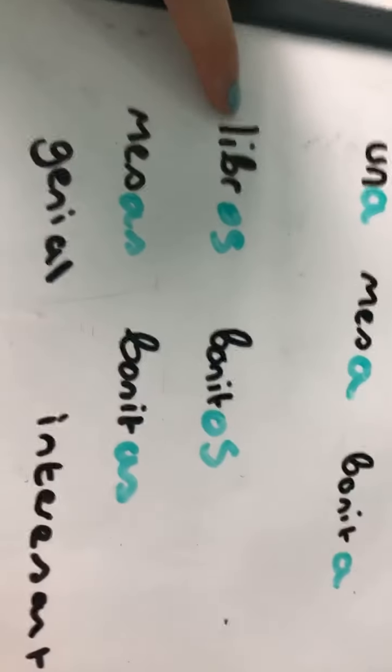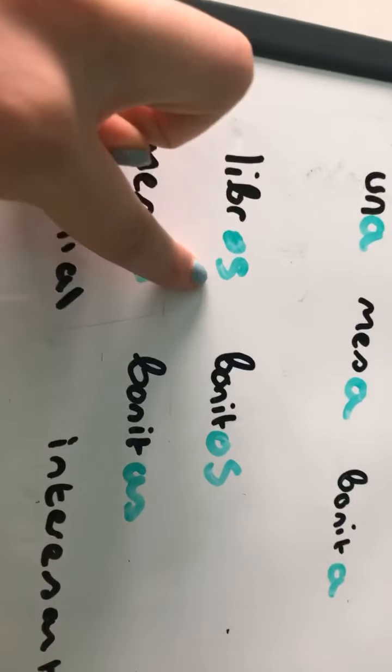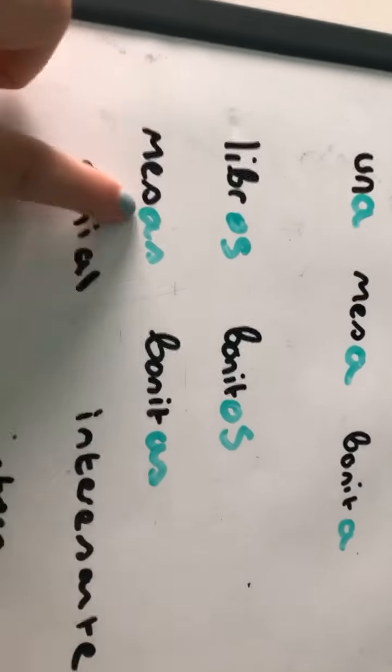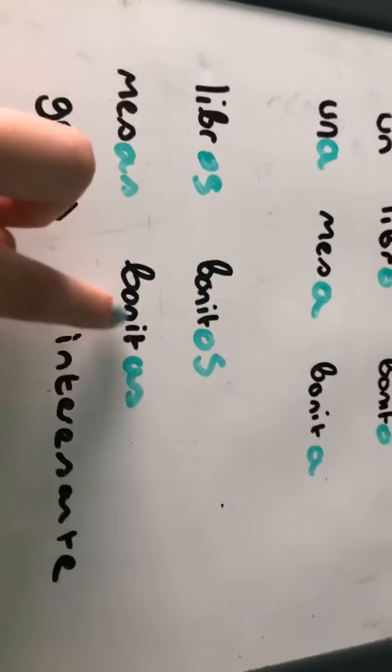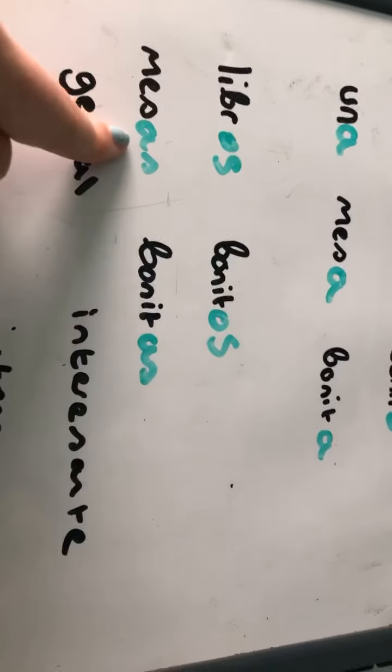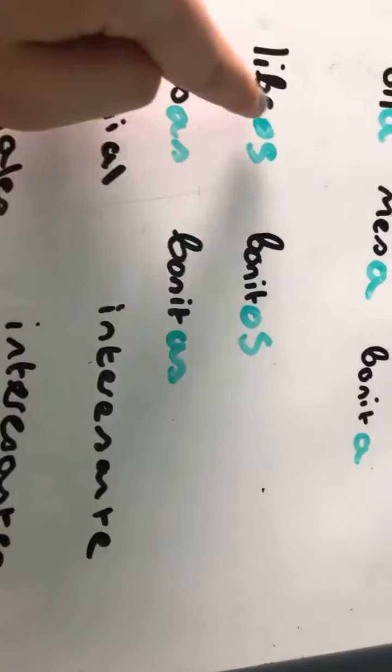So if I just show you that written down so that you can see. Again, it's these two here. So libros, you're going to add the OS on. And then bonitos, you're adding the OS on. Mesas, it's that AS. And bonitas, it's the AS. So again, this is feminine because it's got the A in there. So it's feminine plural, and this is masculine plural.